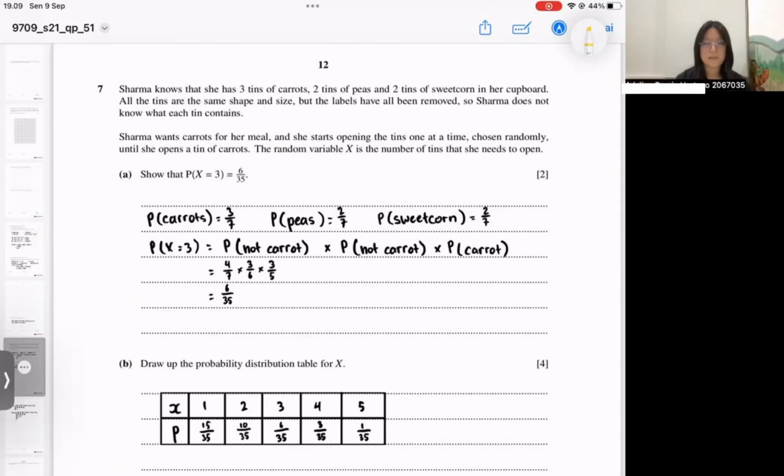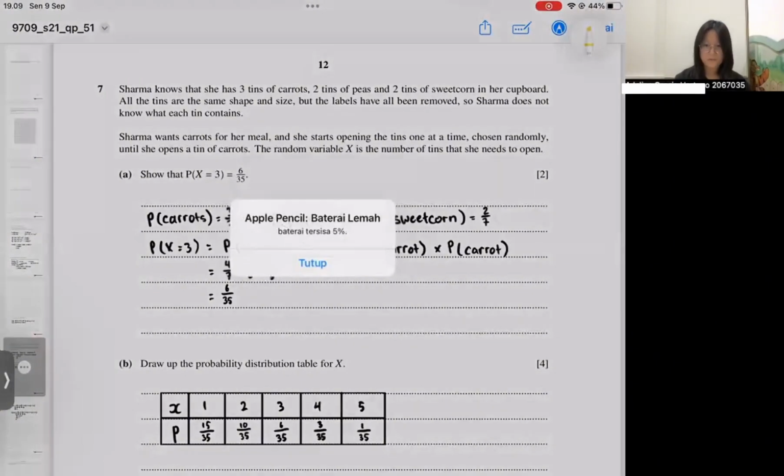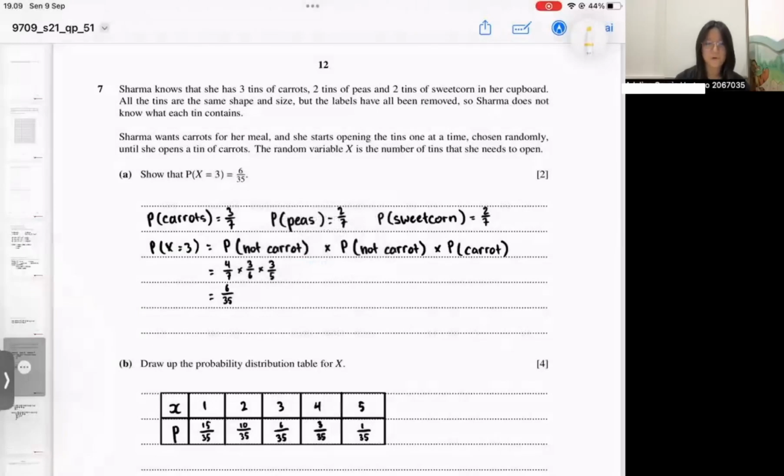So to find the first probability, we know that there are 4 tins containing not carrot. So it will be 4 over the total number of tins, which is 4 over 7. In order to find the second probability, we know that there are only 3 tins that contain not carrot, and there are also only 6 total tins. Therefore, the second probability will be 3 over 6. Lastly, we have to find the probability of carrots. As we know, there are 3 tins of carrots, and the total number of tins is only 5. Therefore, the probability of the tin containing carrot is 3 over 5.